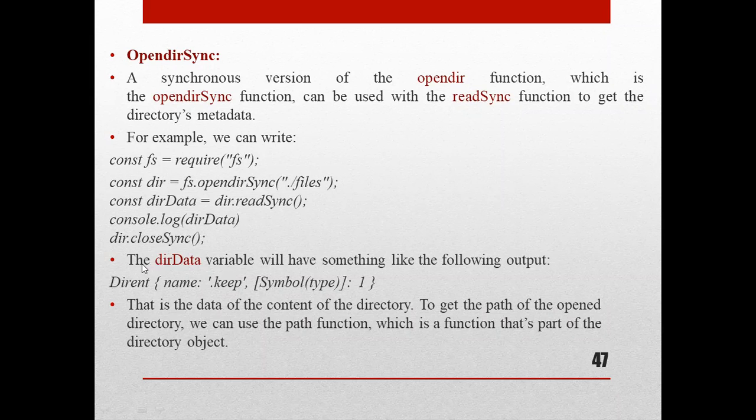Here you can see the dirData variable. This variable will have something like the following output. Here we are going to print this variable with console.log(dirData). It contains the result of dir.readSync, which means it reads the directory and returns the data, like the name of the directory entry, .keep, and the type of that entry and a number. Here one entry is there. So this is the output of this file: the name of that directory entry with the symbol, and the type and the number.